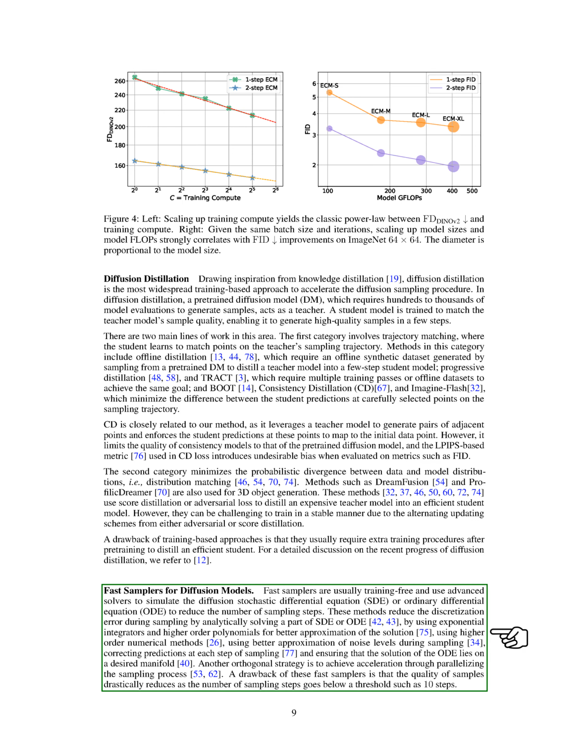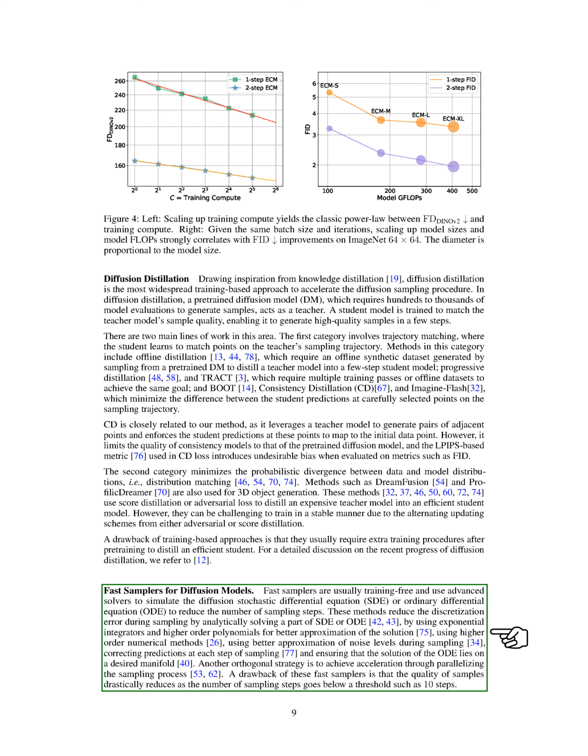Additionally, we explore fast samplers for diffusion models, which are training-free techniques that leverage advanced solvers to simulate the diffusion stochastic or ordinary differential equations more efficiently. These methods aim to reduce the number of sampling steps by analytically solving parts of the equations, using higher-order numerical methods, and correcting predictions at each step. Despite their speed, fast samplers may compromise sample quality when the number of sampling steps is too low.